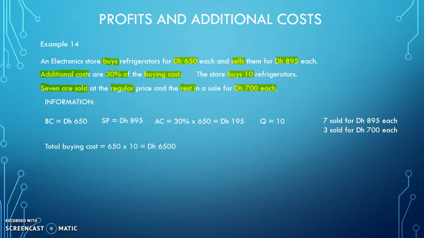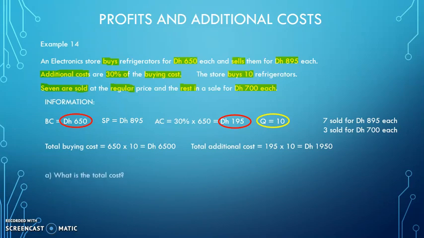Well, we know the total buying costs because we know the quantity is 10 and the buying cost is 650. The total buying cost is 6,500. And the total additional cost, because we know what the additional cost is, 195, 195 times the quantity 10 is 1,950. Okay, so we've organised all our information. Now let's look at a question.